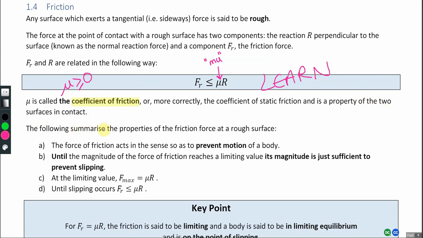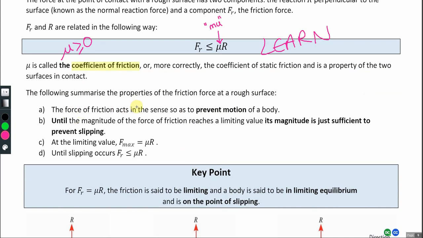The following summarize the properties of the friction force at a rough surface. First of all, the force of friction acts in the sense so as to prevent motion of a body. That is always true. If the body is moving to the left, friction will definitely act to the right. It always acts to try and prevent motion. B, until the magnitude of the force of friction reaches a limiting value, its magnitude is just sufficient or just enough to prevent slipping. I'm going to try and emphasize that through the following examples.